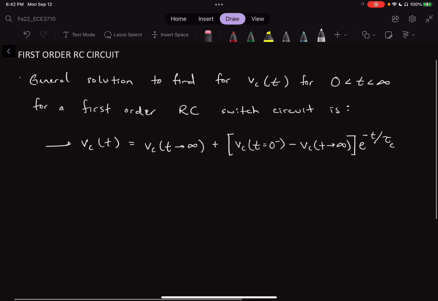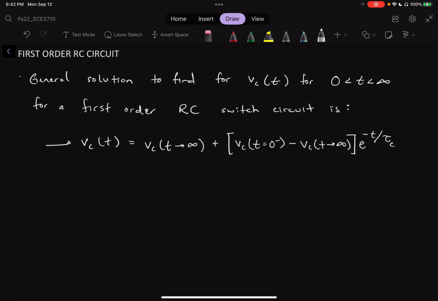What is tau c and what are these capacitor voltages that I'm talking about? We're going to go step by step and explain what they are and how you solve for them in a given circuit, and we'll do two examples of that.